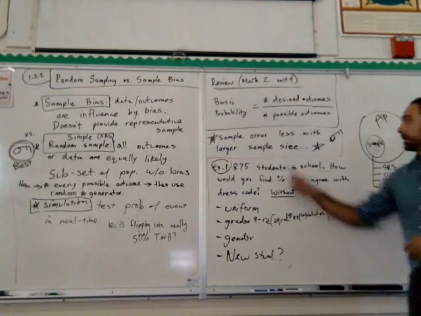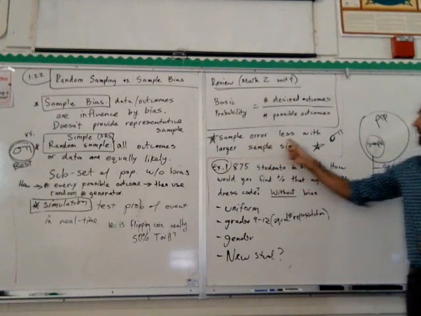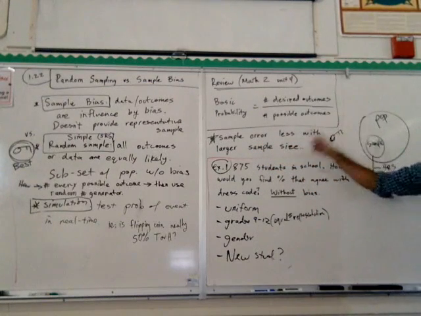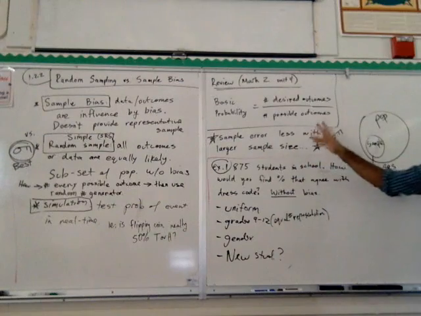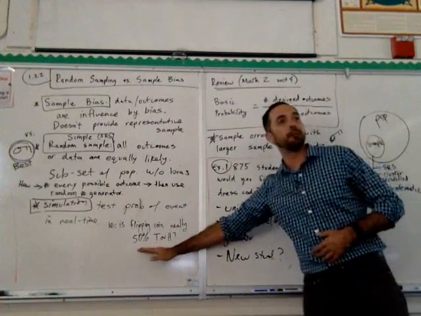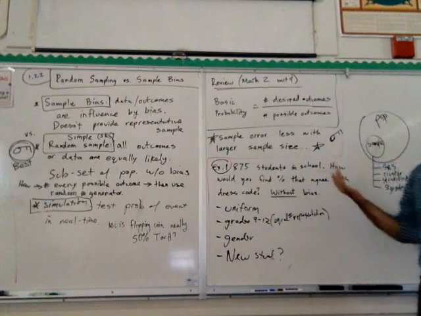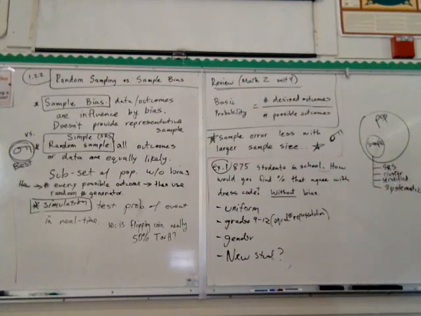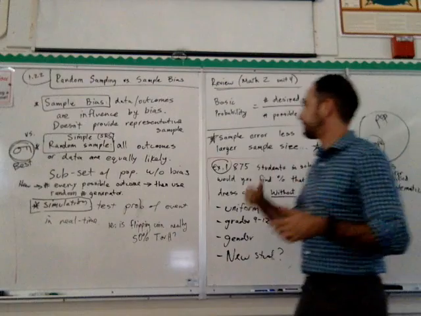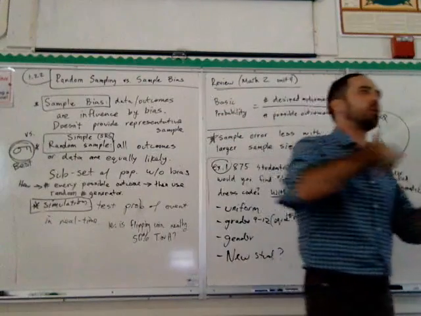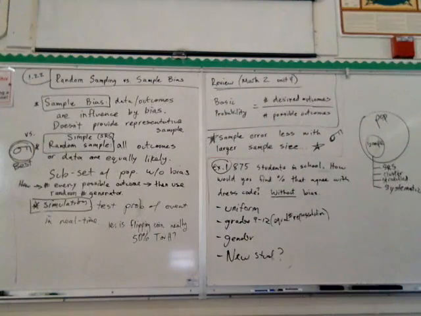All right. Sample error is less with a larger sample size. Kind of basics from flipping a coin. If I have 8 coins I'm flipping, I'm going to have a lot of error. It might not be 50-50. If I do 10,000, my sample error is going to be reduced because I have more chances to align with the mathematical part. Okay.